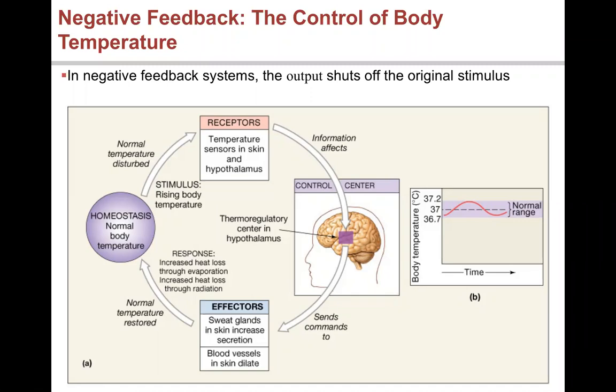In order to keep the normal body temperature, this entire process needs to be done so that we can go to any place, whether it is the beach or out in the snow. It does not matter, our internal temperature remains the same.